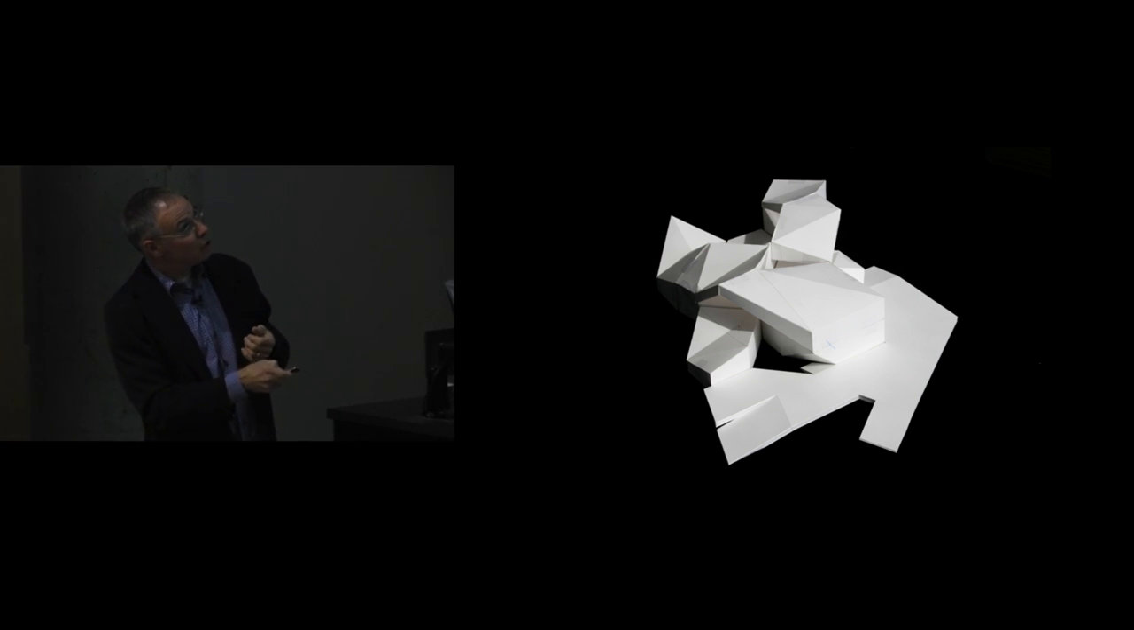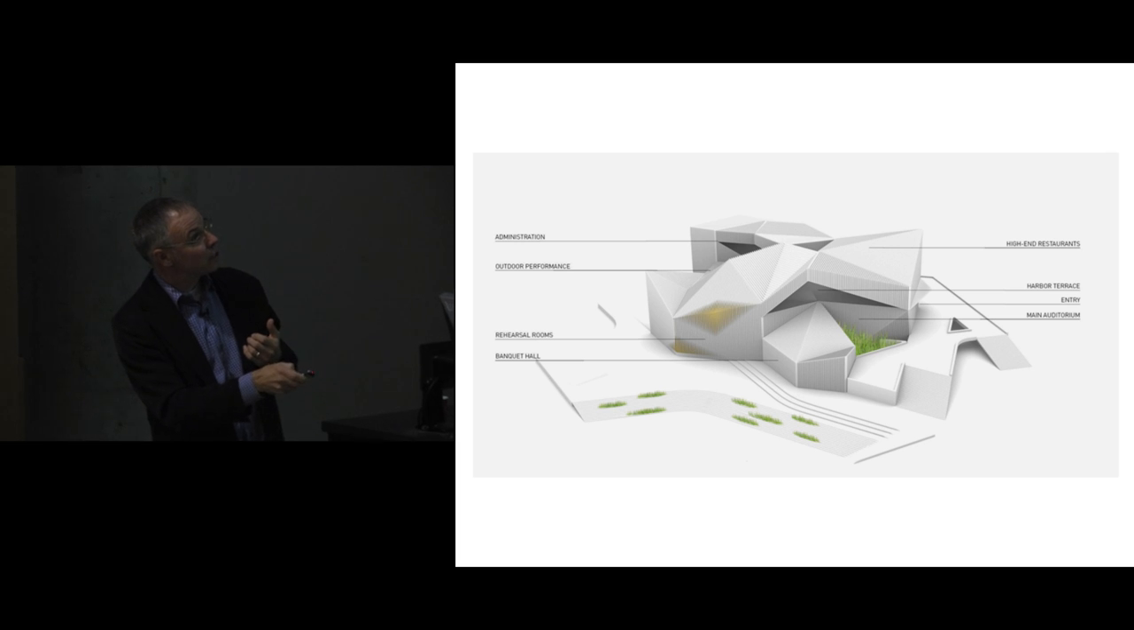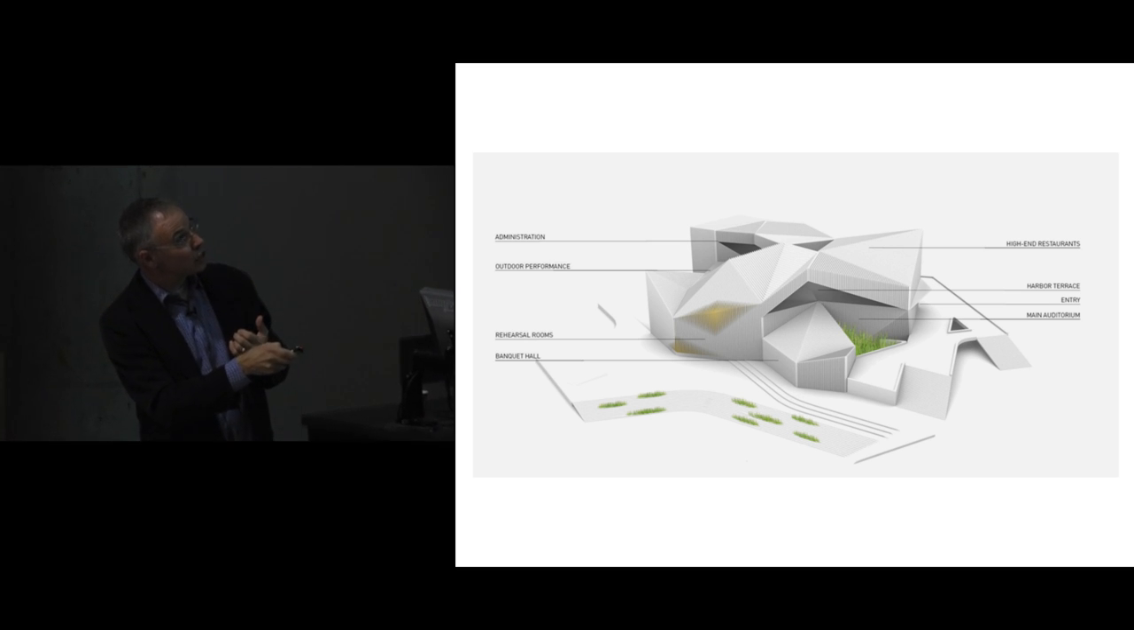So the notion is that we're creating this rock-like piece, but we're doing so still out of pieces, so there still is a kind of part-to-whole relationship here. This is a kind of poor man's animation, where you see the working model being assembled in the office. This is that operation where you see the pieces create the sectional voids, and then the basic platform. So this is the final project. And the basic distribution of program: auditorium, banquet hall, rehearsal rooms within these sectional voids, a big terrace overlooking the harbor, and outdoor performance and administration in the bridge, and the high-end restaurants in the bridge above that piece.